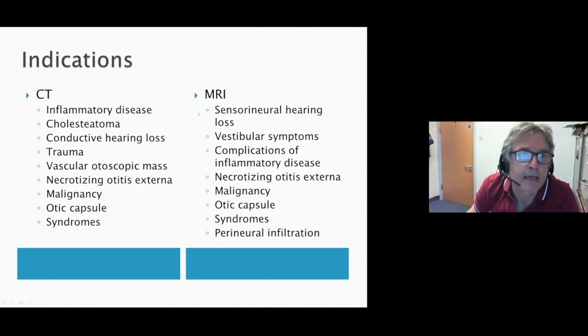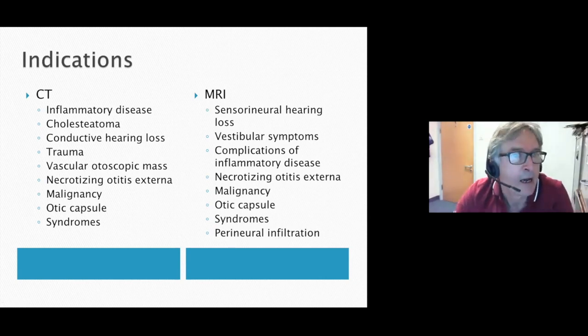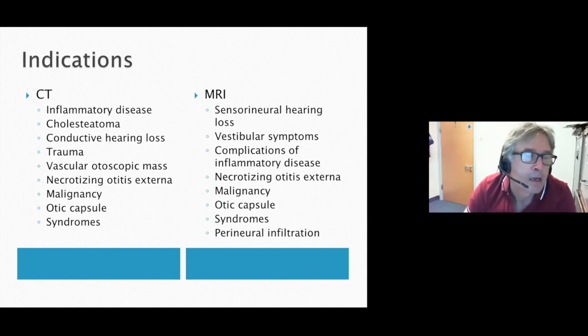MR holds sway in patients with sensory neural hearing loss and vestibular symptoms, and then also the complications of inflammatory disease. Then there's an overlap: necrotizing otitis externa, malignancy, Otic capsule issues, syndromes. Perineural infiltration is one area that, again, MR holds sway. So if you've got a patient with a facial nerve palsy and known parotid pathology, you're probably going to use an MRI to see if there's infiltration up the facial nerve canal.